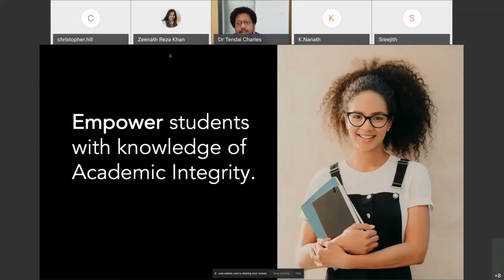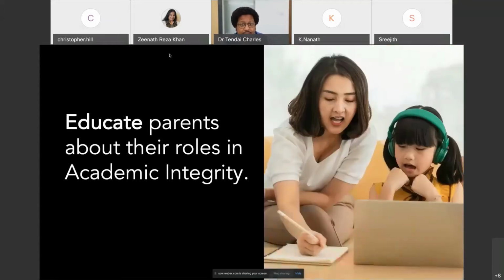And now that we're having parents involved with students' education as well, and moving forward, if we're going to see more blended education in the future, I think we need to educate parents about their role. And we need to make it very clear to them that by helping your children, when you're doing the work for them, you're not actually helping them at all. Right? You're putting them at a disadvantage.